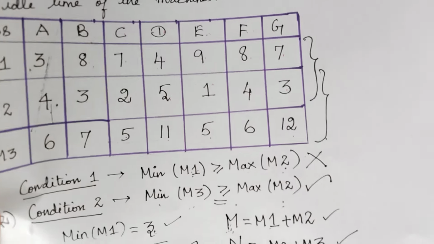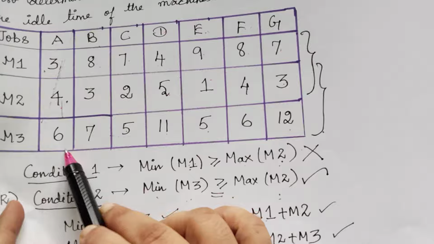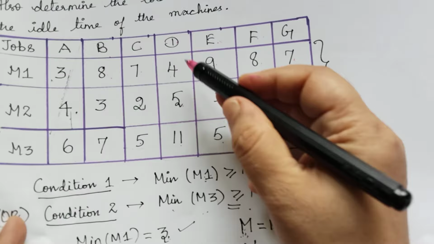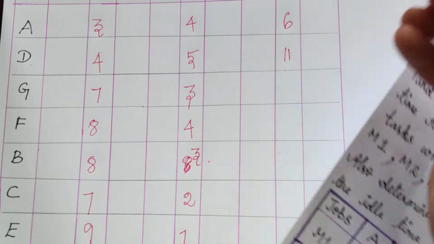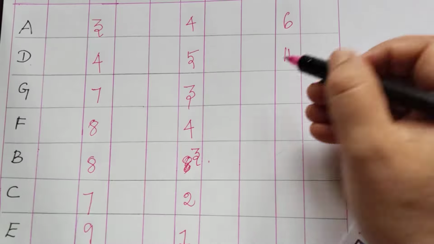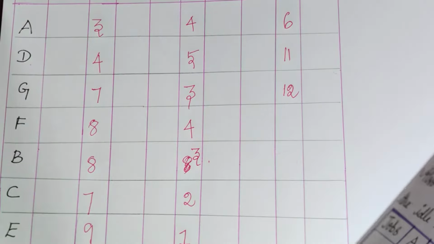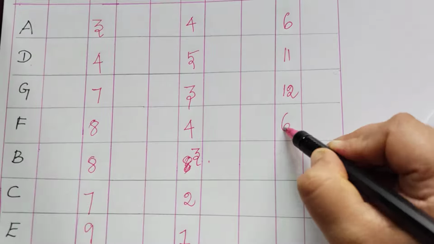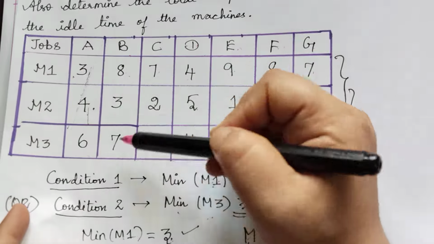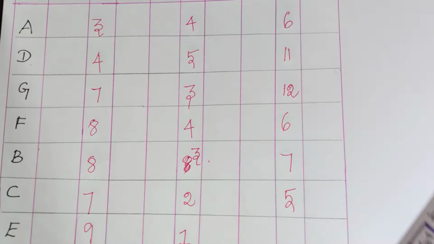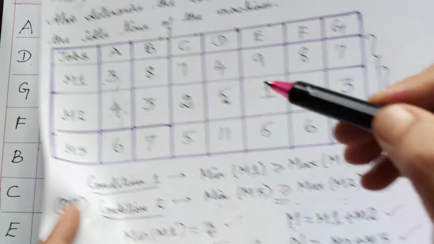Now for machine 3 we have to do the same. For job A it is 6. We have to write 6 here. And then D, it is 11. And then we have G, 12 it is. And then we have F, so it is 6. And then for B, it is 7. For C, it is 5. And then for E, it is 5.